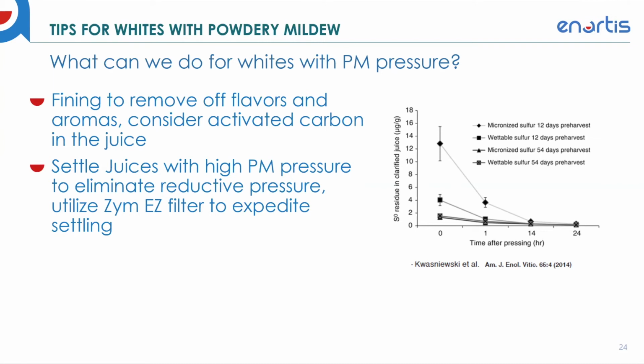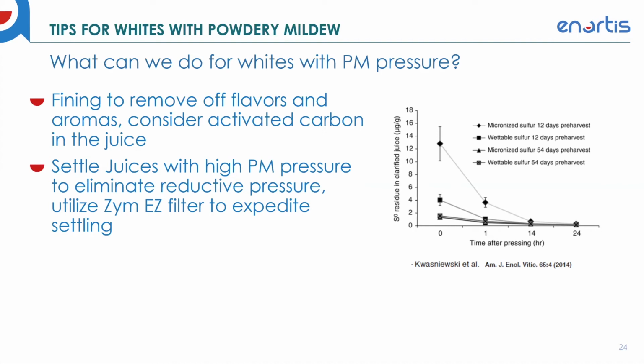Settling juices to a higher degree with high powdery mildew pressure or high residual sulfur will really help limit the amount of hydrogen sulfide produced in the fermentation. So using a good clarifying enzyme like the Zyme Easy Filter or the Zyme RS will help rapidly clarify a juice or a must. And that's going to help settle out any sulfur residues that come in with the fruit. So if you look over on the right, you'll see there's micronized or wettable sulfur applied in the vineyard.